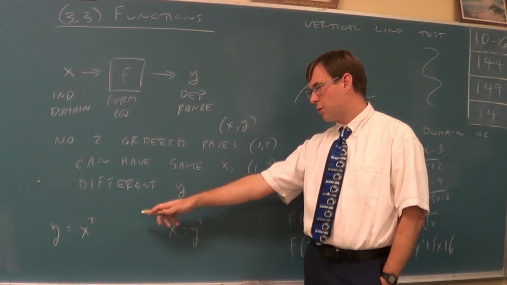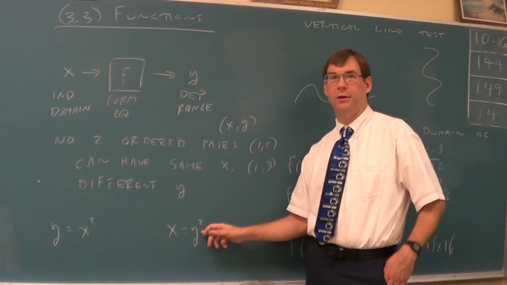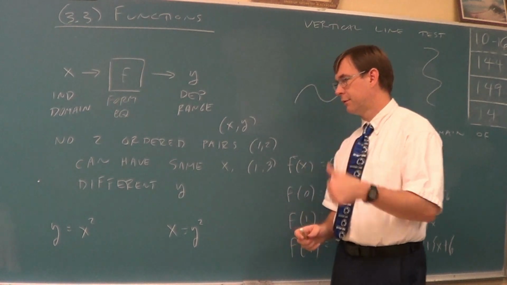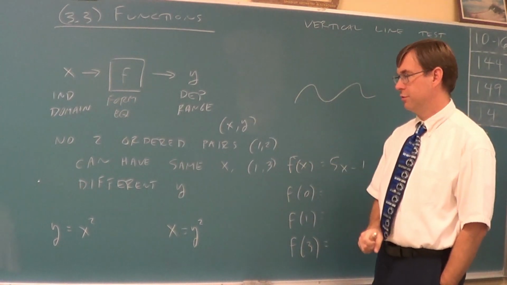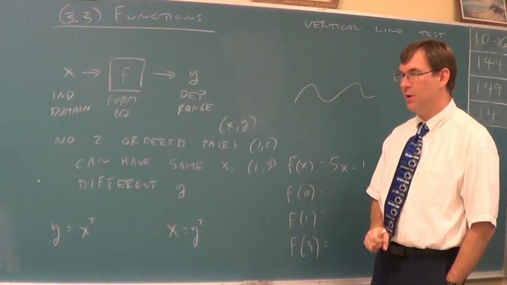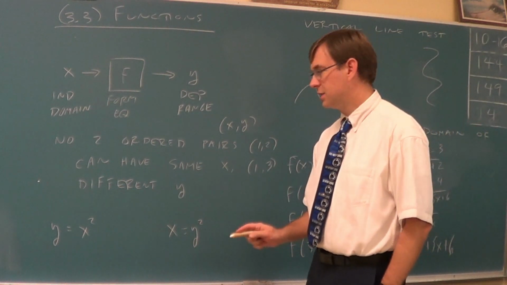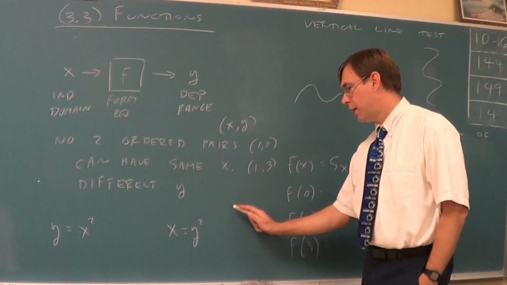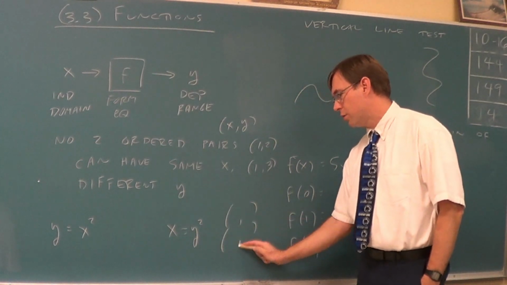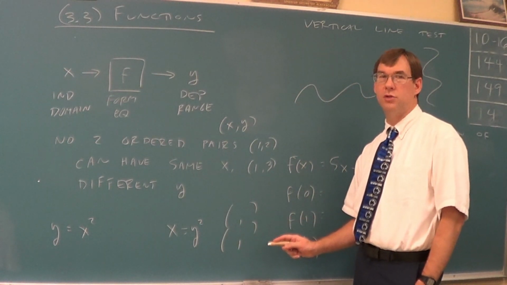So y equals x squared, x equals y squared. One of those is a winner. One of those is a loser. Can anybody figure out what's what? First one is the winner or the loser? Winner. That is a winner. Why is this one a loser? Can you give me some ordered pairs that show why this loses?